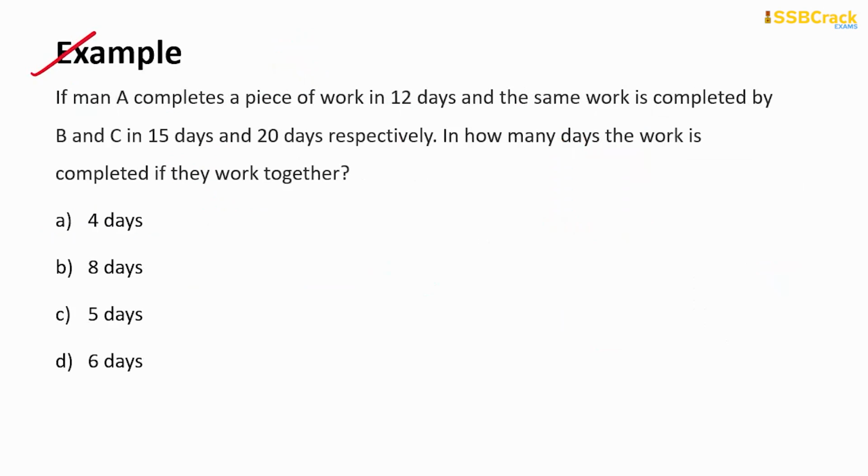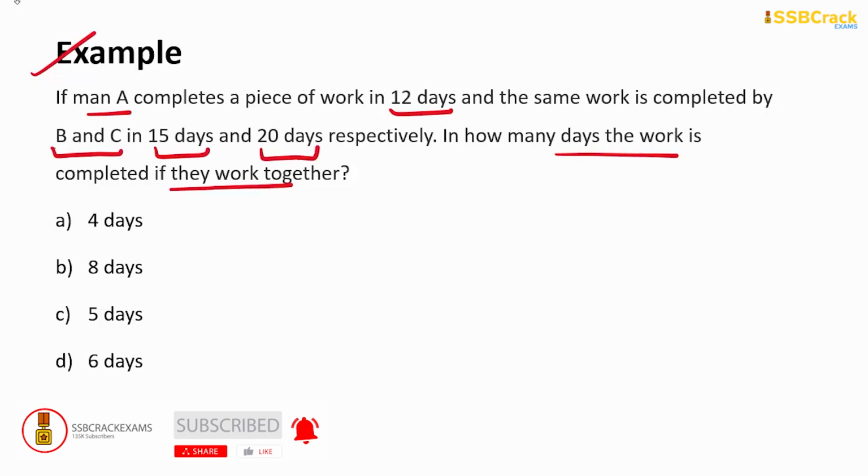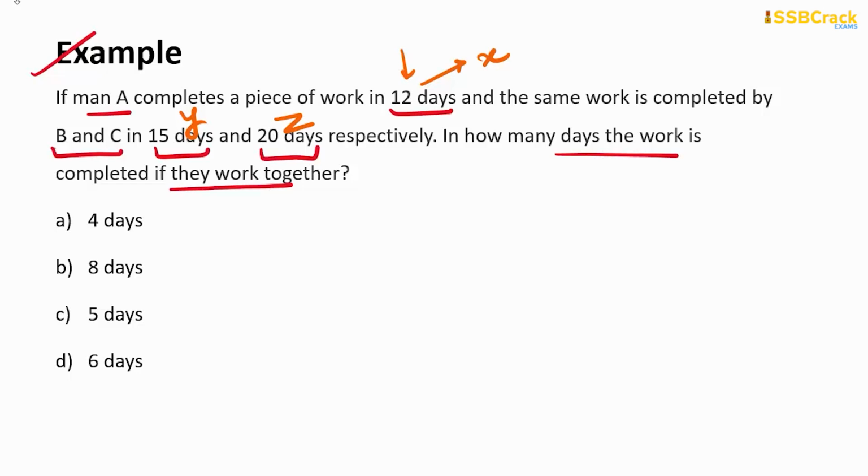So here is the example, and it states that if man A completes a piece of work in 12 days, the same work is completed by B and C in 15 days and 20 days respectively. In how many days is the work completed if they work together, right? So here we are given 3 persons and the alone time of completing the work is also given. So here we can let 12 to be X, 15 to be Y and 20 to be Z, because 12 days is the alone time of A, 15 days is the alone time of B and 20 days is the alone time of C to complete the same work.